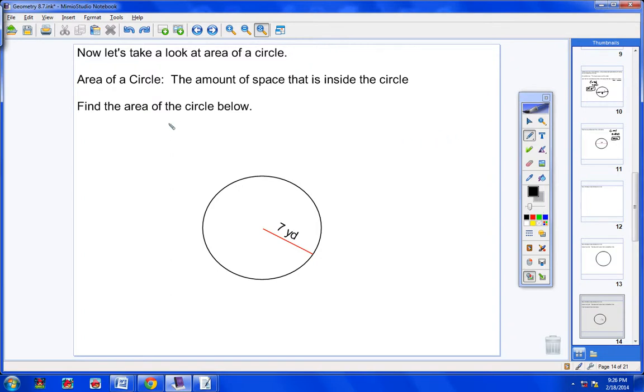Now, in order to find the area of the circle below, we of course need our formula. And here's the formula for finding the area of a circle. Pi r squared. Okay? That's it. So students, if you can take a number and square it with your calculator and then multiply it by 3.14, you can solve these problems. It is really, really, really simple. So I want you to find the area of this circle, the area.